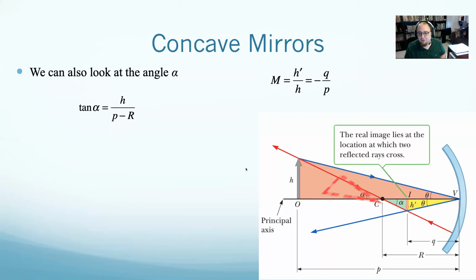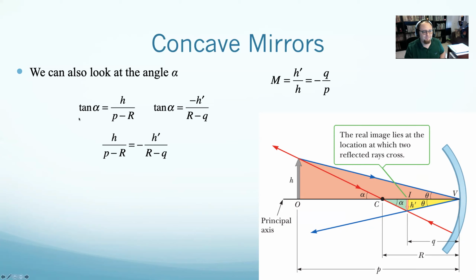But if I look at this other version of tangent, there I get that tangent is negative h, once again because it's down, over o minus q, because o is going to be from here to here, and q is from here to there. So that little distance is just o minus q. But once again, alpha equals alpha, so I can say that those two things must be equal. Rearranging, I can get this equation.